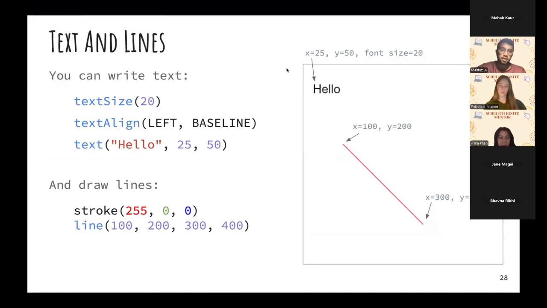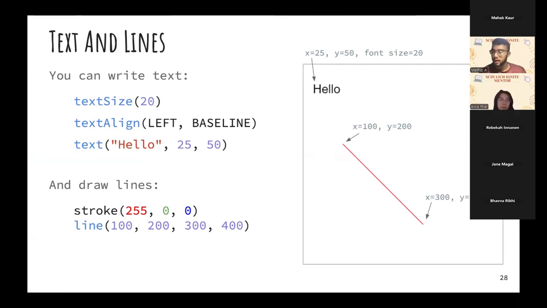So some features of sorry. Some more features is you guys can actually write text inside of your window. So text size is kind of the size of the text, obviously. Text align actually has two different parameters. The first parameter kind of determines the alignment.